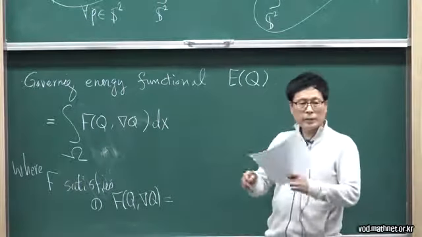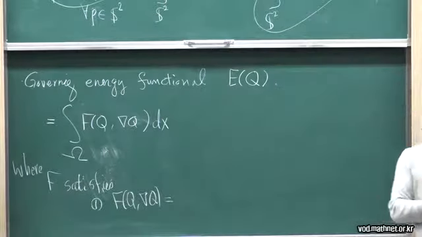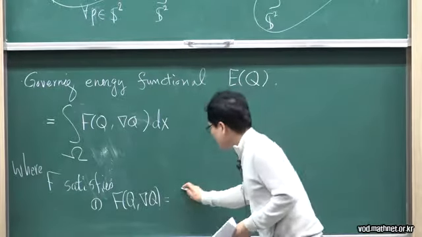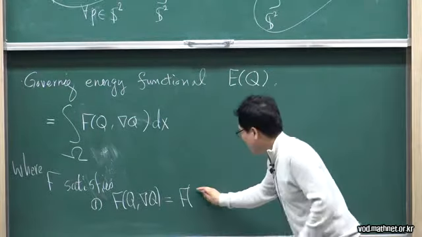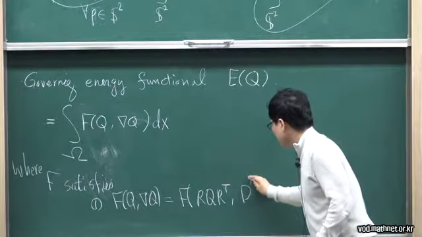First condition, F of Q and gradient Q equals, and then this is when you compute the energy should satisfy frame indifference. The frame indifference means when you change the basis, then the energy should be the same. So this is the same as F of R Q R transpose, and then some D star.